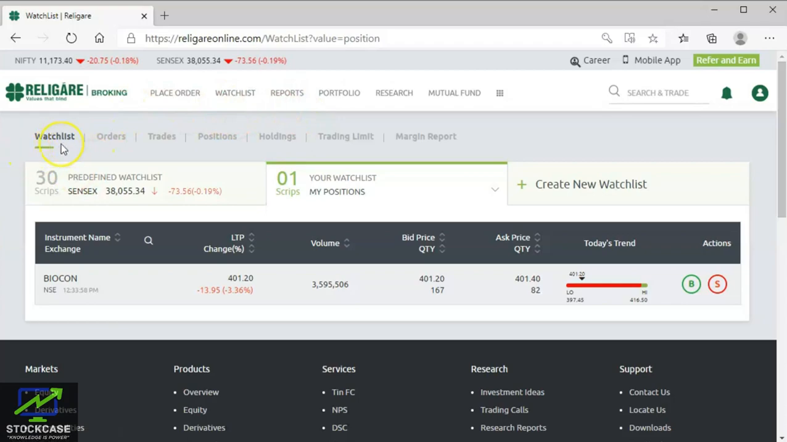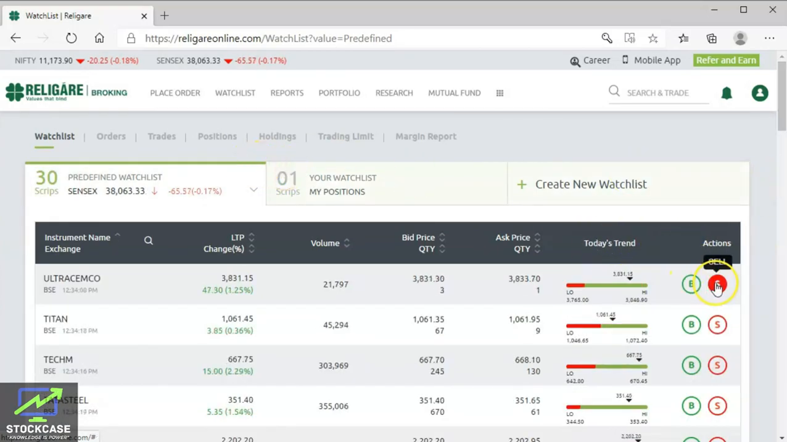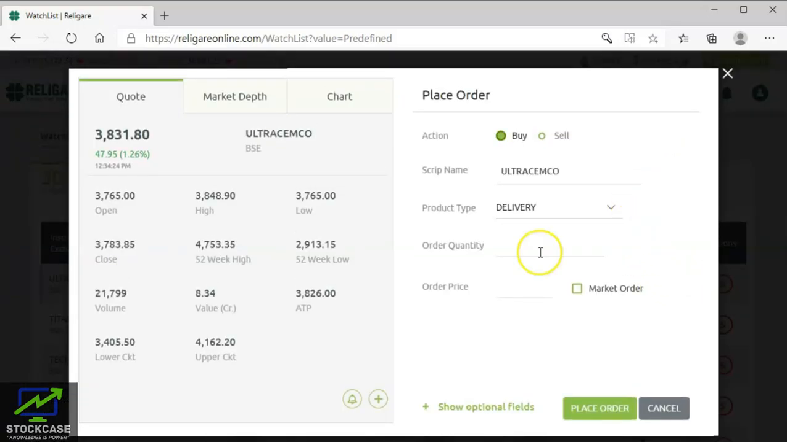Let's start with watchlist here. You can see the watchlist which I created and also the predefined watchlist which tracks the index. You can directly buy and sell from the watchlist itself. I'll click on the Ultratech Cement and the order window opens. Then select the order type: delivery, margin or PTST, purchase today, sell tomorrow. Insert the quantity and price. Now the price can be a specific price or market price. If it is a market price, the order will be executed at market price, which is 3,831 in this case.